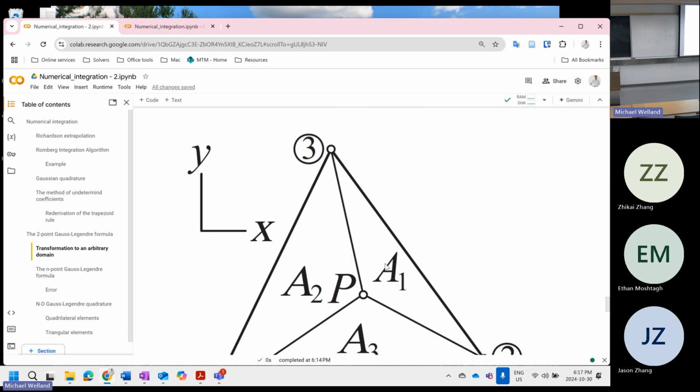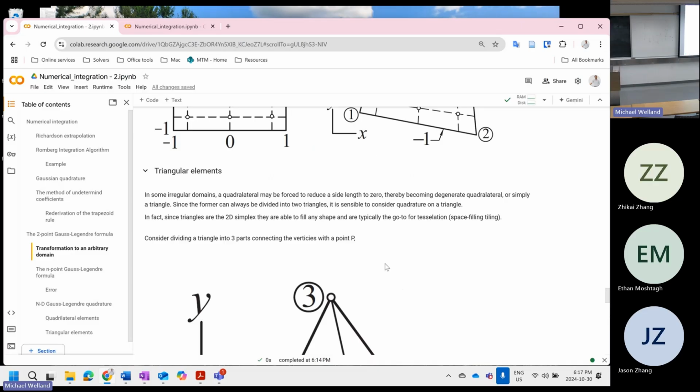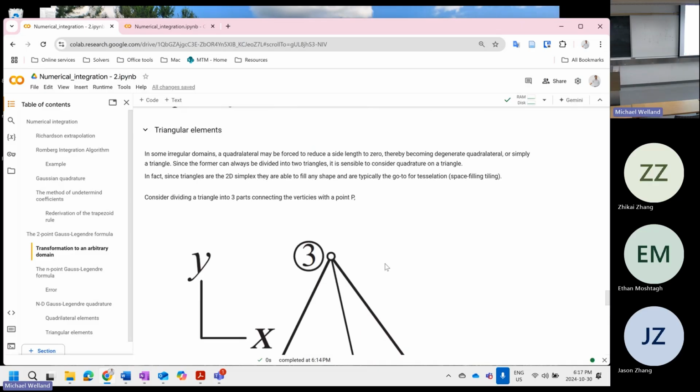It's a triangle, right? So why don't we just start with triangles, to be honest, considering you can always make a quad out of 2 triangles. Okay? There are actually reasons. Maybe Andrew will tell you about the reasons.